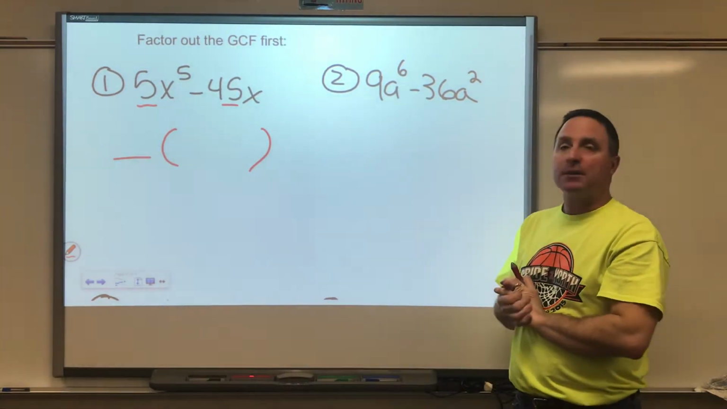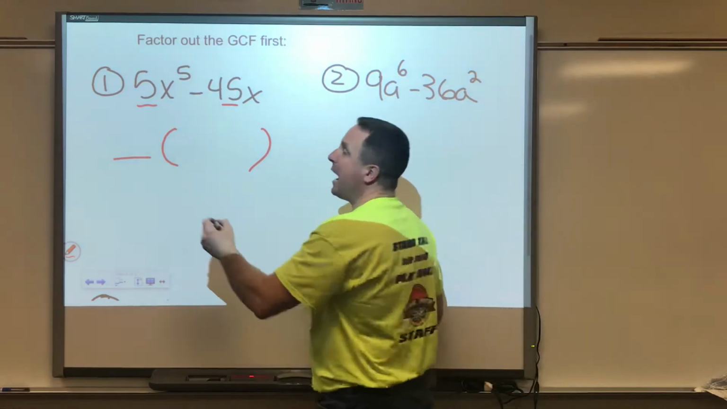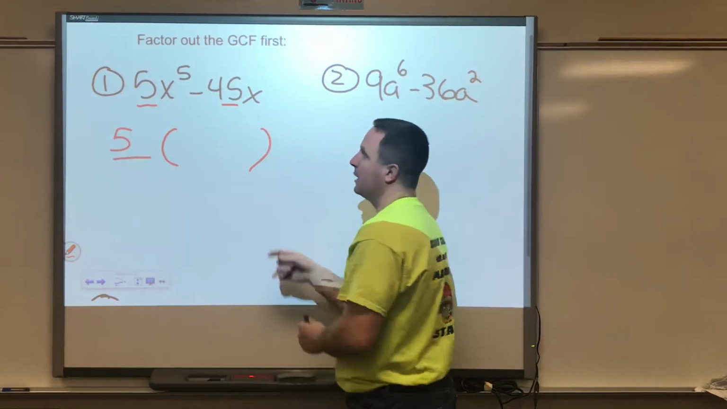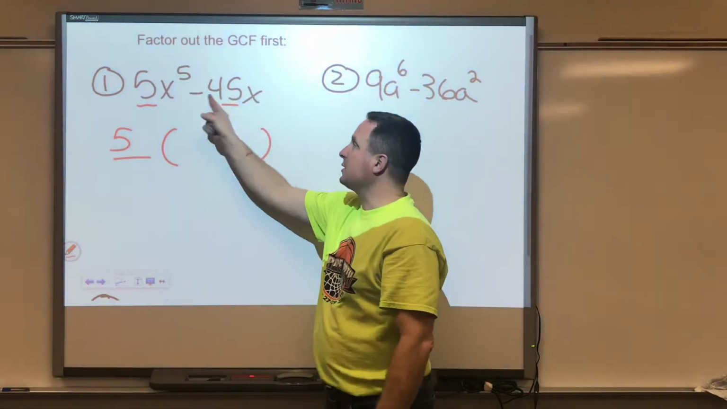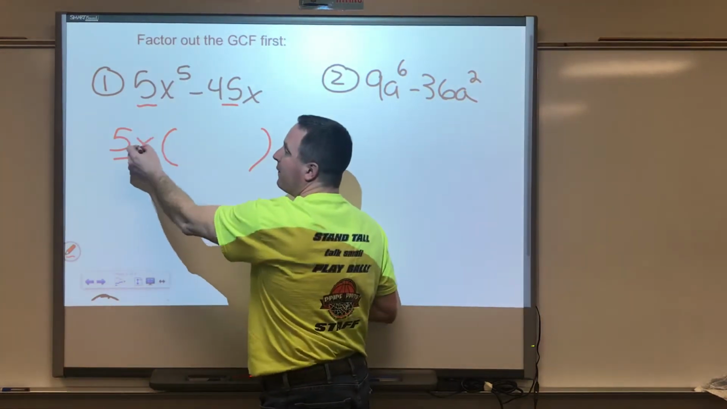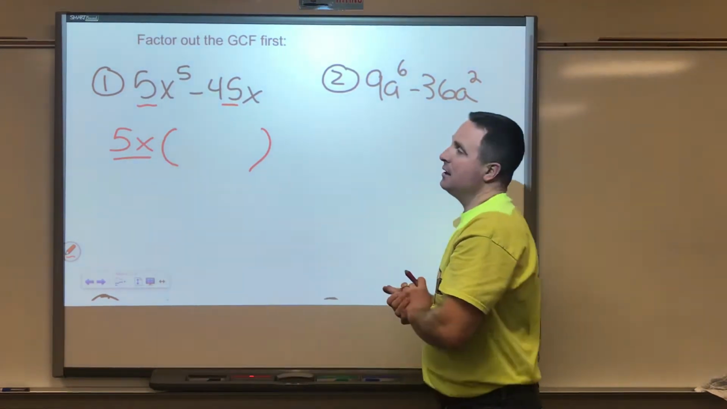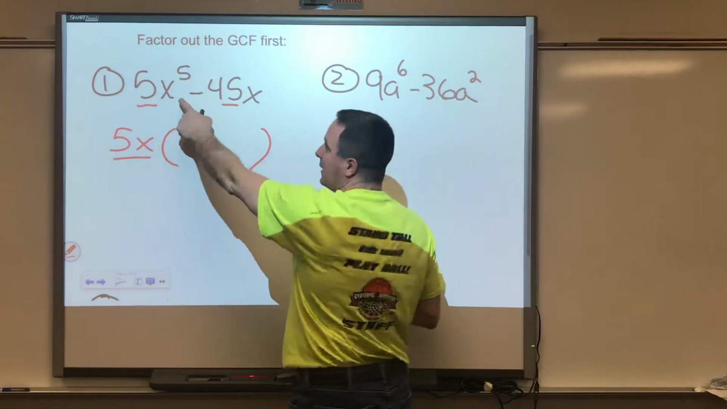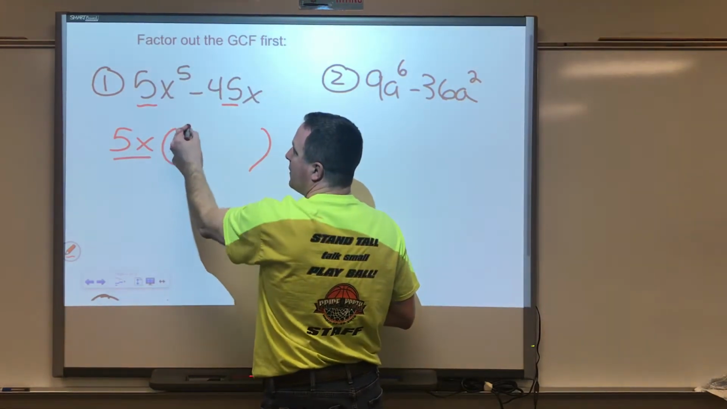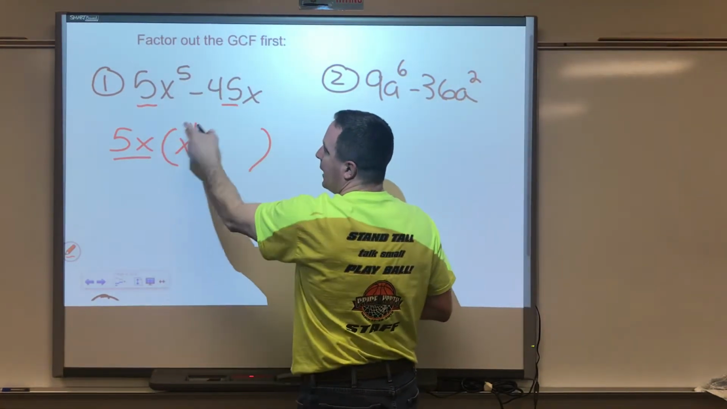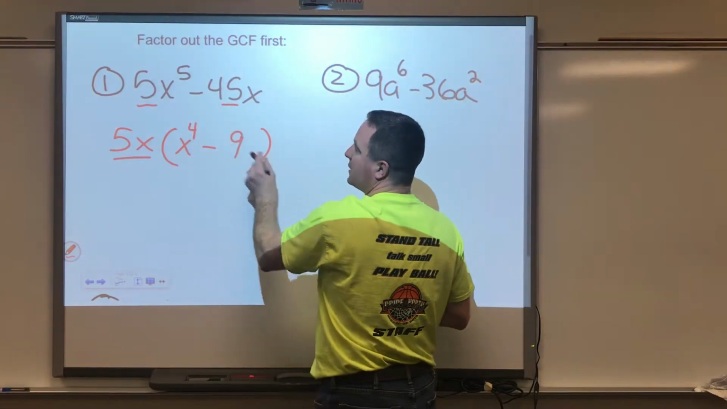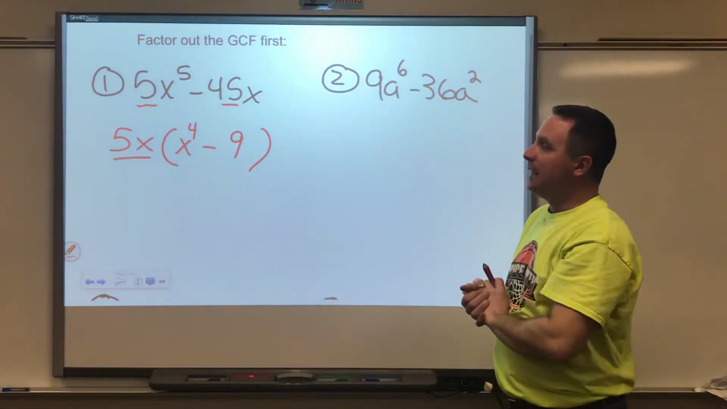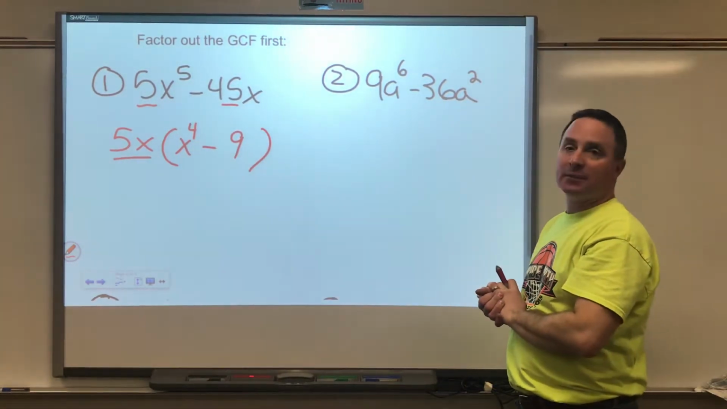But both of those terms have something in common that I can factor out. And if you look at the numbers, 5 and 45, 5 goes into both of them. And if you also look at the variables, they each have an x in common. I can take out a 5 and an x. Okay, and if I divide out a 5 and an x, this leaves me with x to the 4th. And 45 divided by 5 is 9. And the x is gone, so all I have is a 9 there.